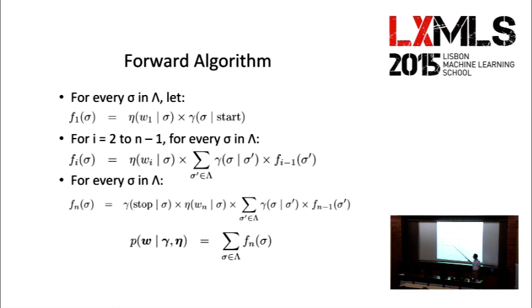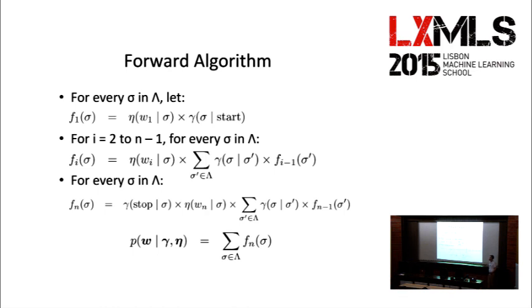At each time step from 2 to n minus 1, I'm going to calculate the vector of f values, the forward probabilities, by multiplying together the emission probability times the sum over the transitions and the prefixes. This is exactly like Viterbi, except here I have a sum instead of a max. And then the final step is exactly the same. The total probability of the sequence I can obtain by summing up over the forward probabilities of all the possible final states at time step n.